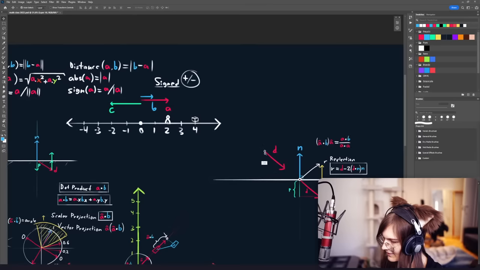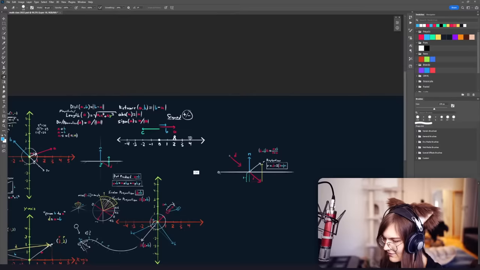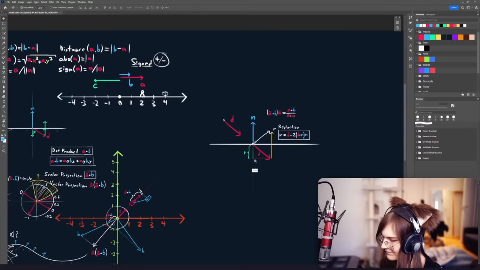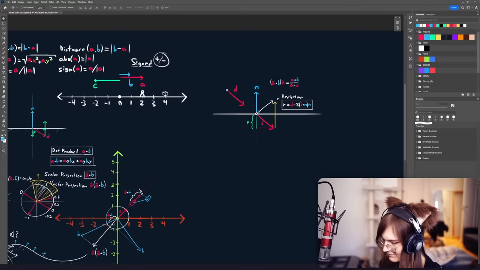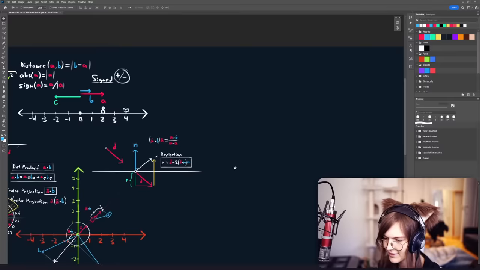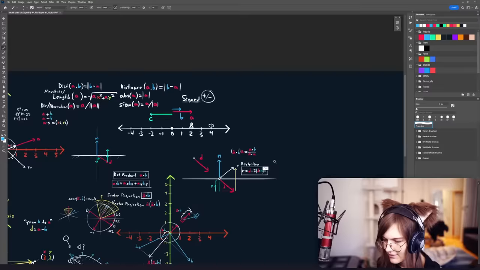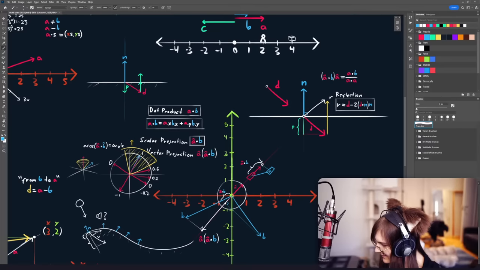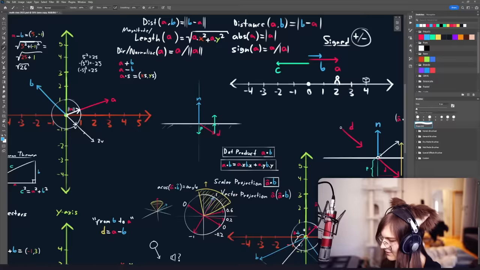Okay, well, let's go to that. I'm just moving things around a bit. Do I have my axes somewhere still? It'd be useful to have them intact. I guess I do.